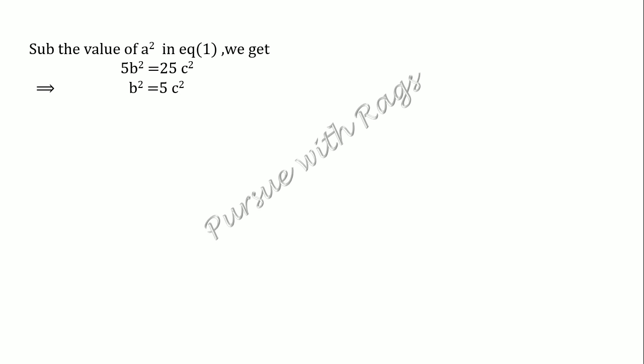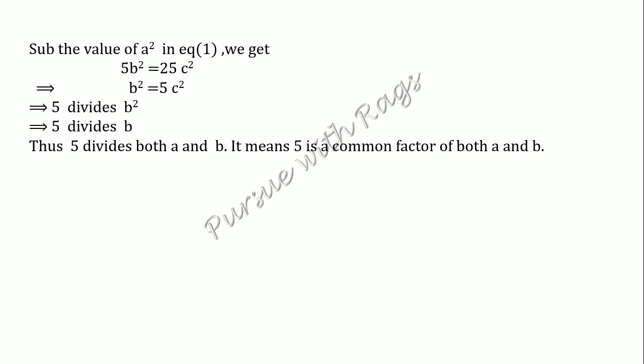Now from this equation, B square equal to 5C square, we can tell that 5 divides B square. Bring that 5 to the LHS, then B square divided by 5 equals C square. So 5 divides B square. Then we can tell 5 divides B by theorem 1.3. So see here, this 5 is a factor for both the integers A and B. 5 is a common factor for both A and B.